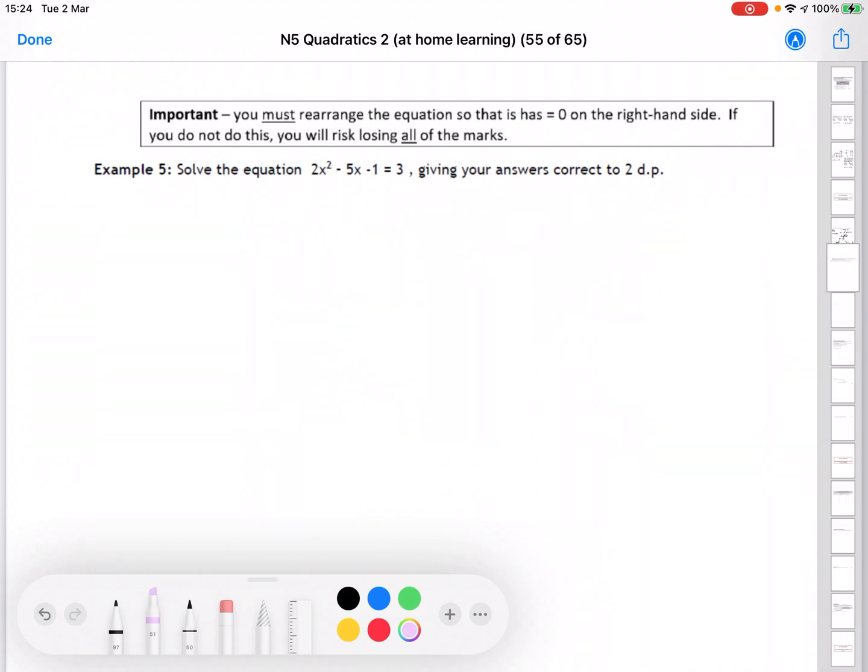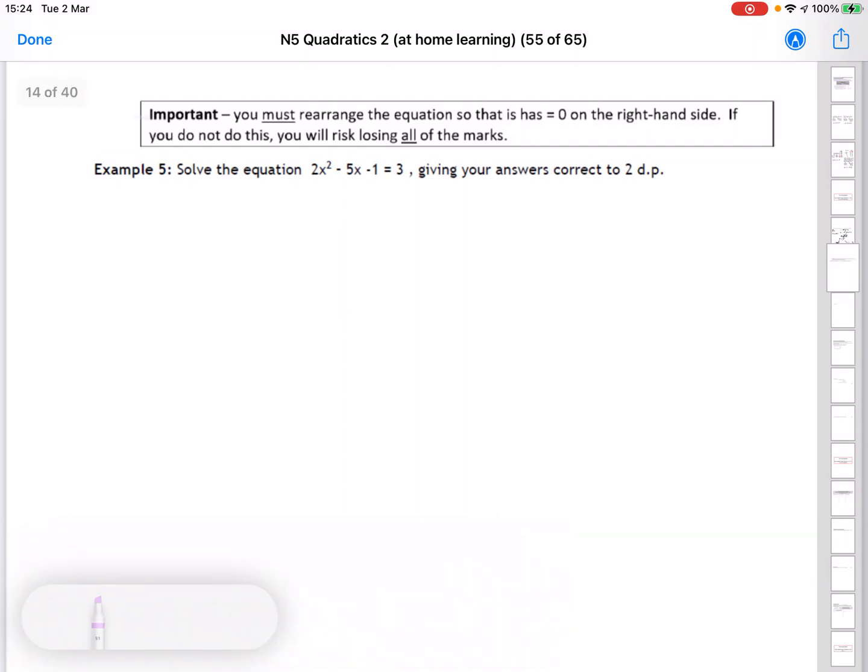Welcome to lesson 3 of our Quadratics part 2 topic. So today we're going to be continuing on with using the quadratic formula. There's a really important piece of information at the top of your page. It is a message about rearranging your equation. You need to think about this when you're doing these questions. So you must rearrange your equation so that it has equals 0 on the right hand side.